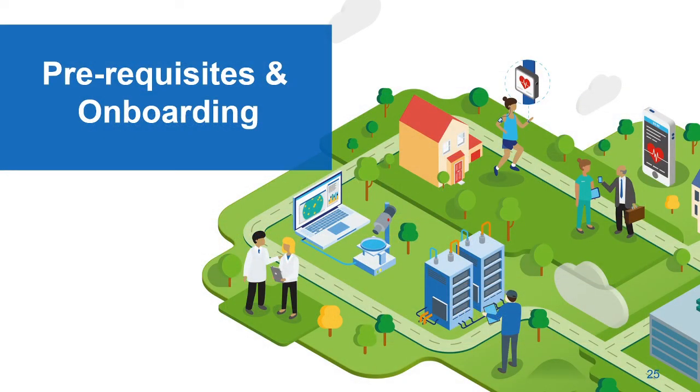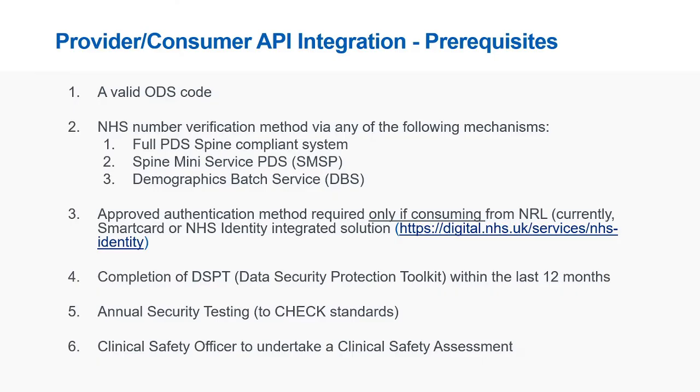So how do you get access to the NRL? Let's start with the provider and consumer prerequisites if you're looking to integrate with the NRL API to share information. You'll need a valid ODS code.